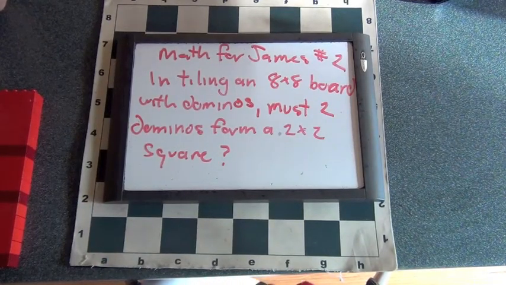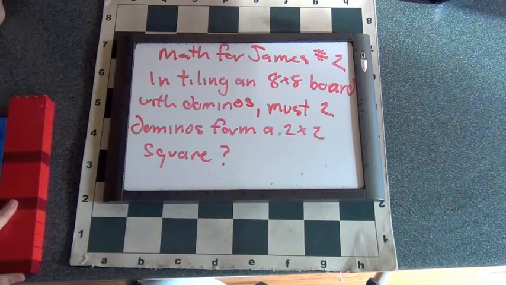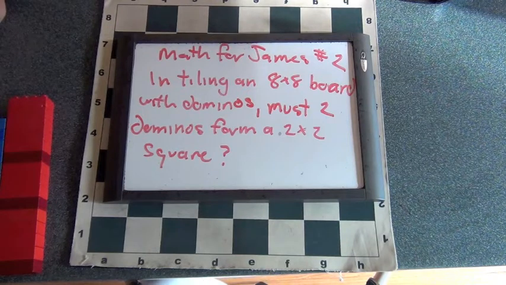We were getting a little bit bogged down on our algebra homework today, so we decided to take a little break, and luckily our friend on Twitter, James Tanton, proposed a really cool problem that I thought we'd make a video about. In tiling an 8x8 board with dominoes, must 2 dominoes form a 2x2 square? Okay, so do you understand the problem?